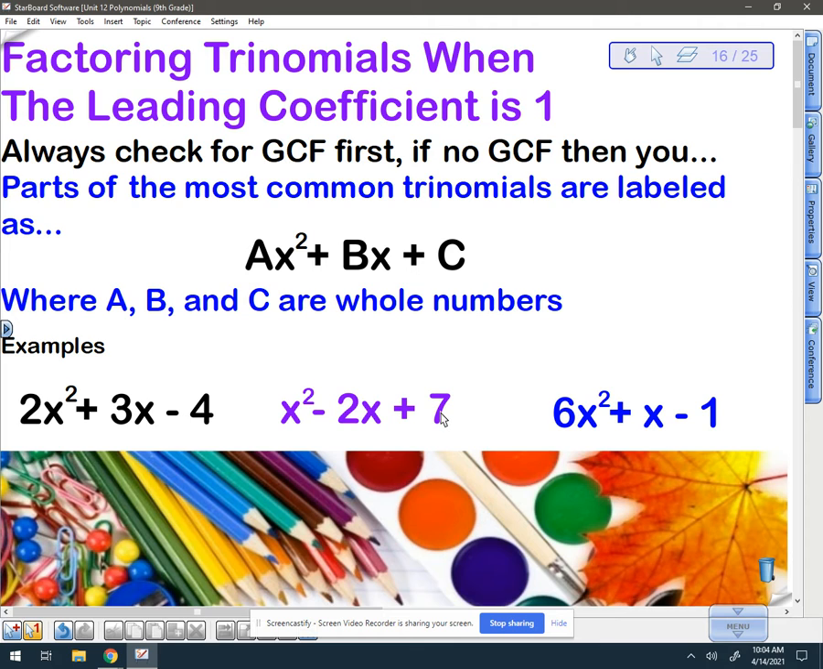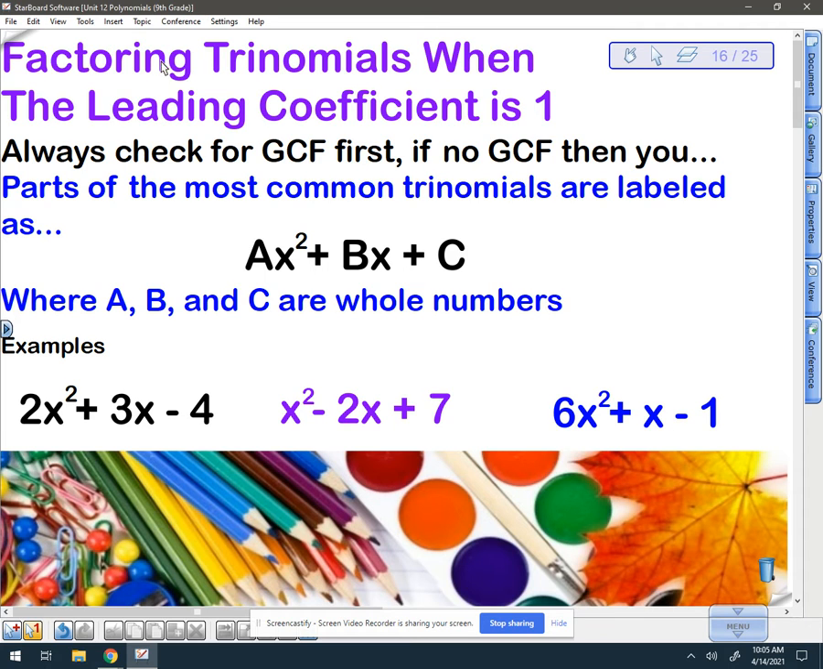Okay, and that's important to know because you're going to have to know which one's your A, B, and C in order to figure out these problems and be able to factor them. So if we look at the last one, what is our A? Our A is 6. What's our B? Our B is 1. And what's our C? Our C is negative 1. All right, so that's the first thing we're going over. You need to make sure when you have a trinomial, you can look at it and tell what is the A, what is the B, and what is the C.